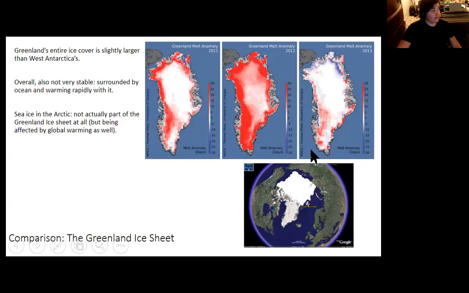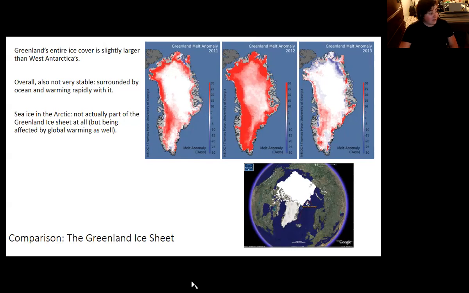And for a comparison, the ice sheet in Greenland is a bit bigger than the West Antarctic ice sheet, but compared to the combined Antarctic ice sheets, it's tiny, just because the East Antarctic ice sheet is so darn big. Now, it covers a much smaller area of land. It covers Greenland, which is kind of a small continent in its own right. It's often considered the largest island, but it's like a small continent, basically. And it's the only ice sheet outside of Antarctica.